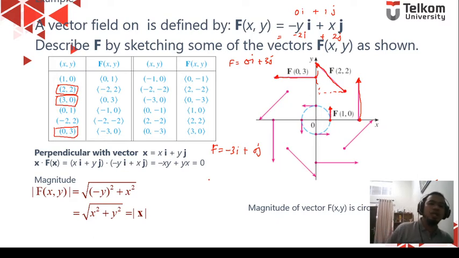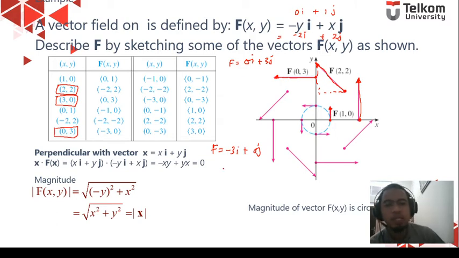So as we can see in here, this is how we can sketch the vector field for every point. As we can see in here, this vector field is perpendicular with the x. Perpendicular with the x means that, because if we make the dot product with the x equal xi plus yj, the perpendicular means the result is 0.